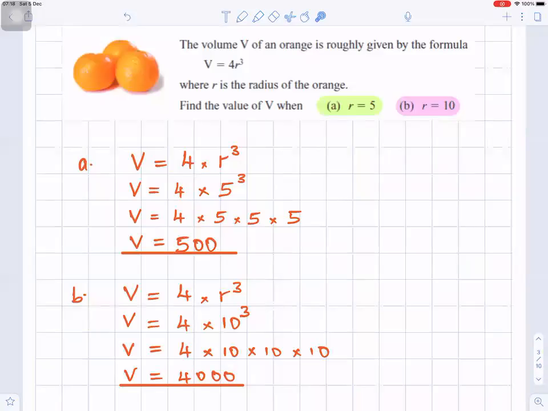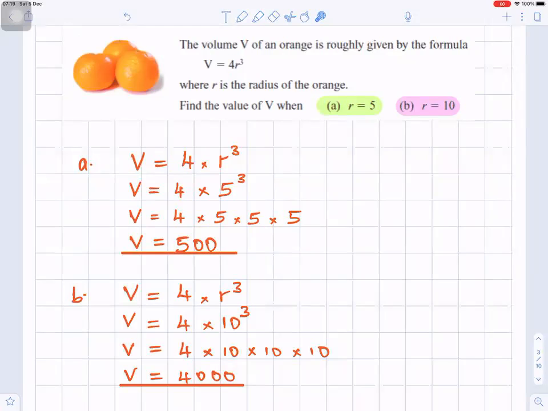So the way we do this one, we write down the formula V equals 4 times R cubed. We have to sub in the value for R. The value for R is 5. We sub in 5, so it's 5 cubed. 5 cubed means 5 times 5 times 5. And that will give us 500.